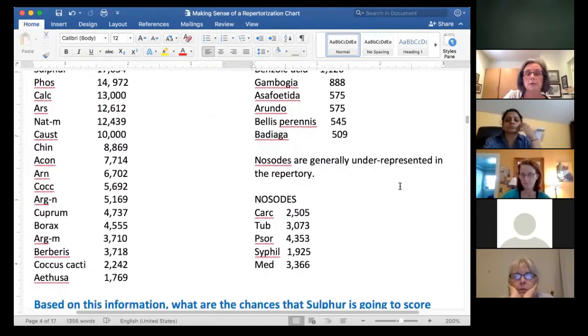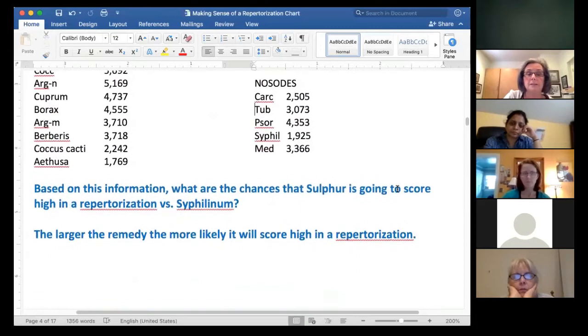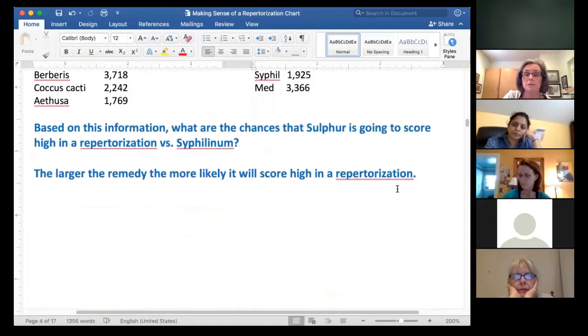And probably from your own experience, you've conducted a number of repertorizations where sulfur tops out. So based on this information, the chances are that sulfur is going to be high in the repertorization versus something like syphilinum. So the larger the remedy, the more likely it's going to score high in the repertorization. So it's just something to keep in mind when you're looking at the results of your repertorization.